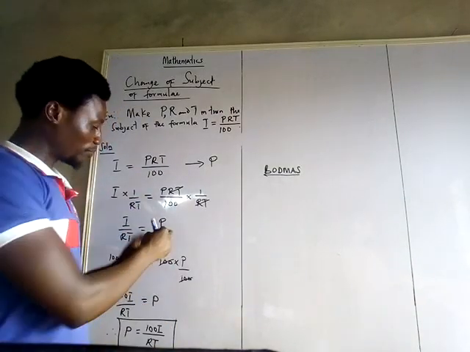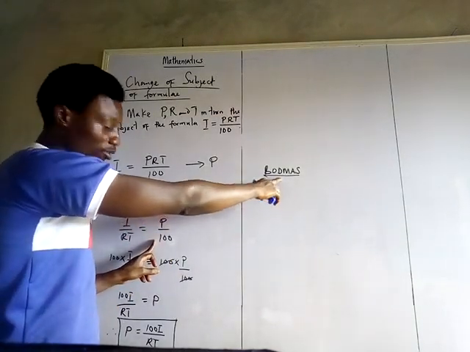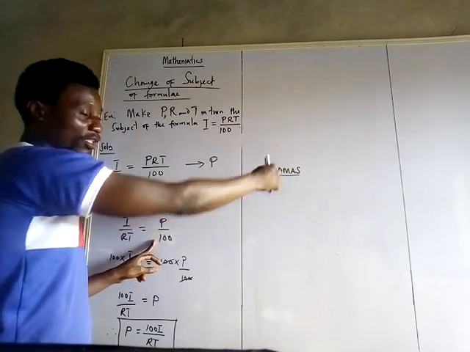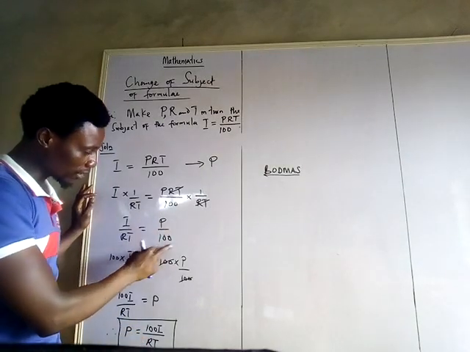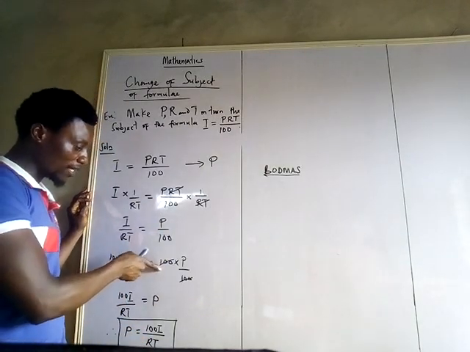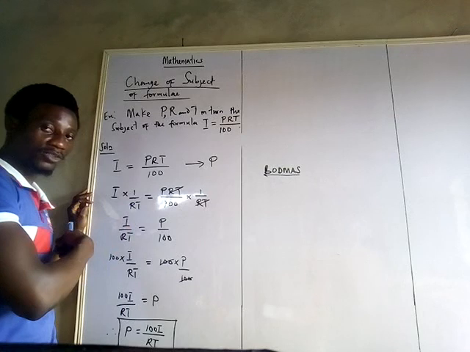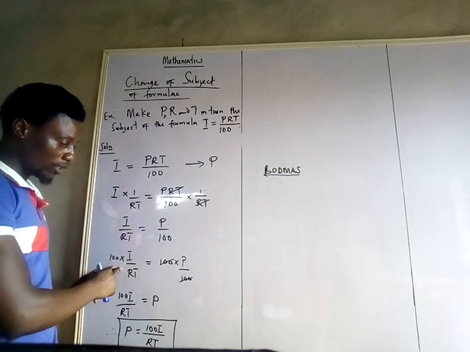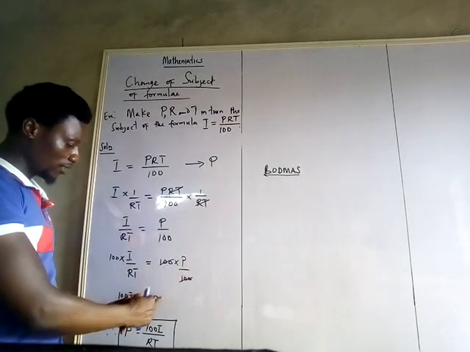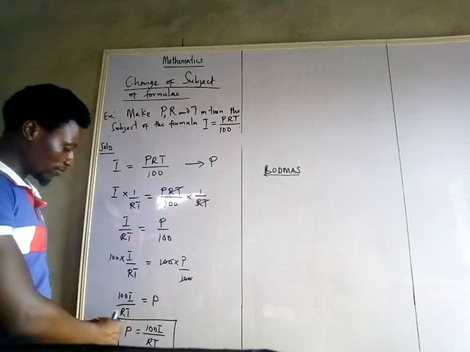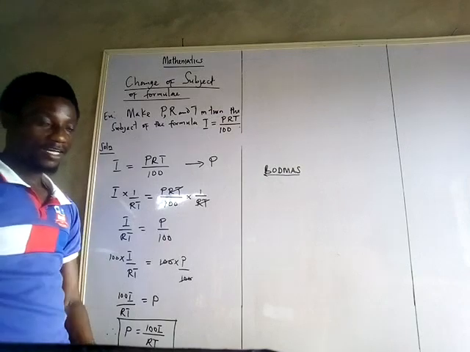And the next step is to make P stand alone by removing this 100. And that goes with division, that is division by 100. For you to eliminate division, you multiply by what? By that 100 that you want to remove. So I want to remove this division by 100, I'm going to multiply by 100. I told you, whatever is done to this side must be done to the other side. Multiply this side by 100, multiply this side by 100. Here, 100 is able to cancel 100, and P is able to stand alone. So we can now rewrite that P is equal to 100I over RT.